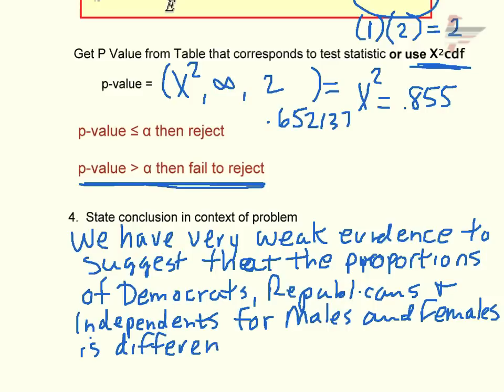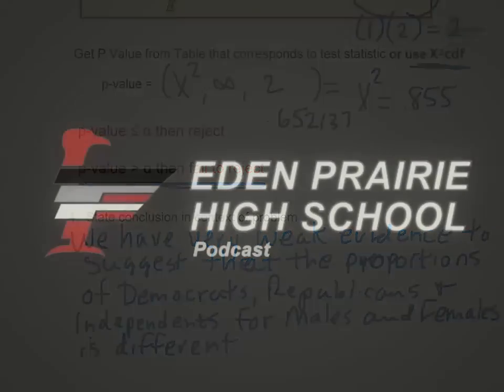We are going to assume that the distribution of those proportions for both males and females are the same. And that is our first example involving the test for homogeneity. In our next video, we'll take a look at the test for independence.